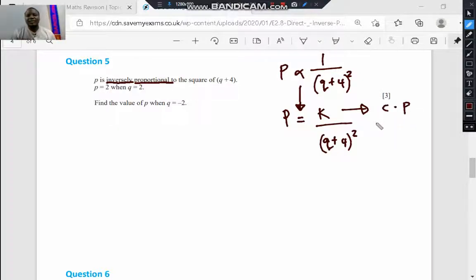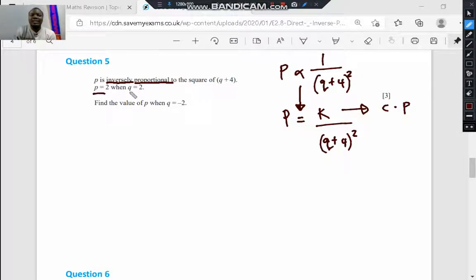These questions are very nice. Before you even do anything, you should know that what will come next is a statement that will make us find the value of the constant of proportion. So let's look at this question. They are now saying P is equal to 2 when Q is equal to 2.